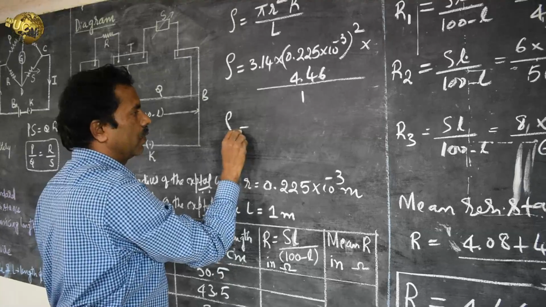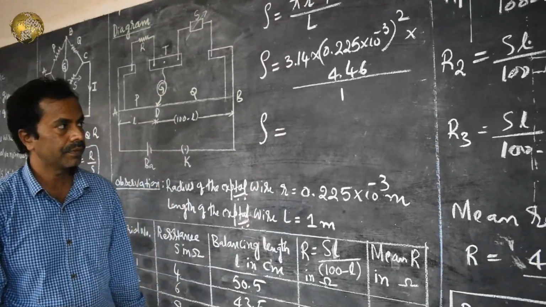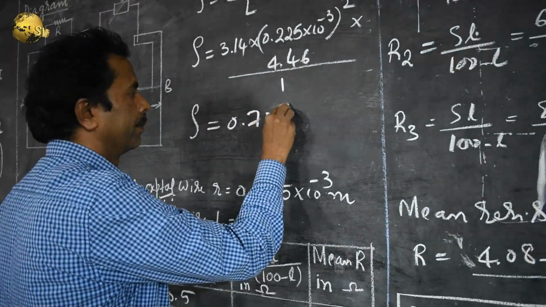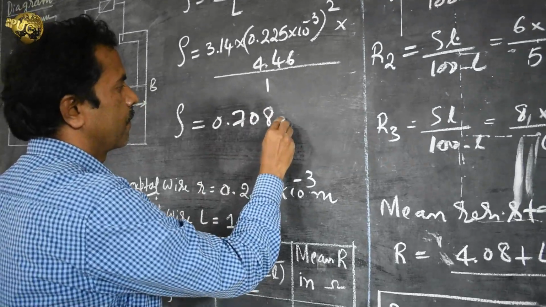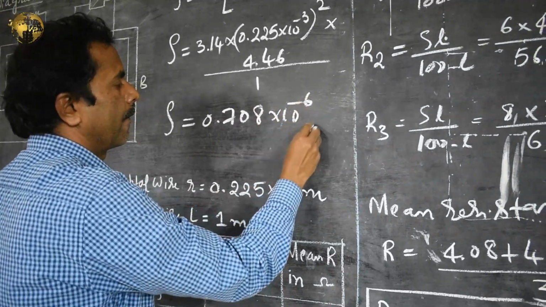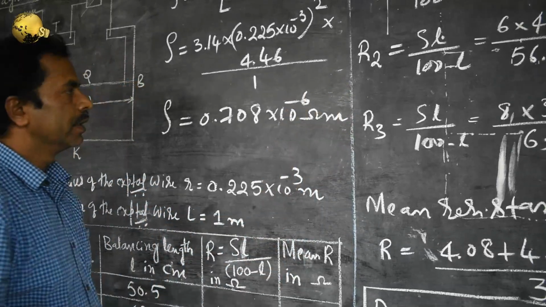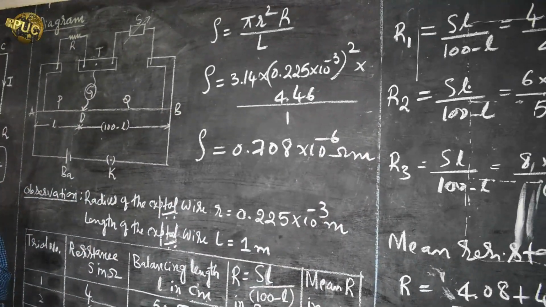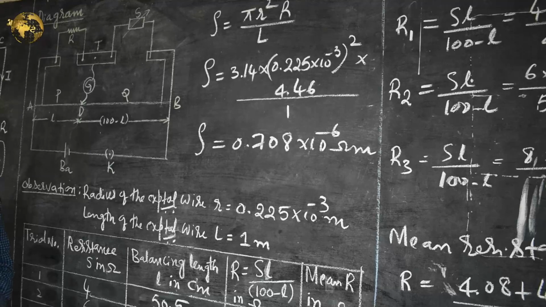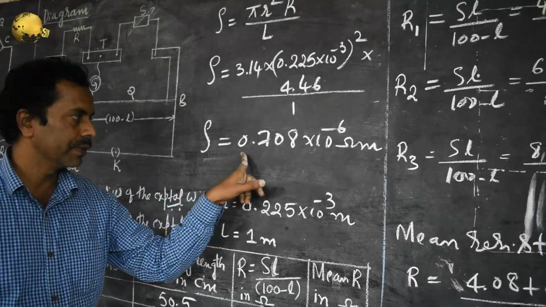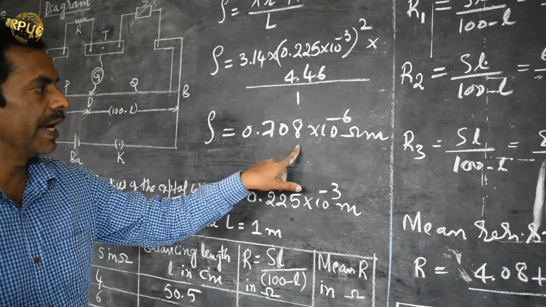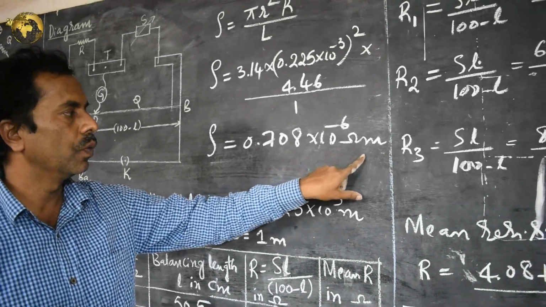Resistivity of the experimental wire is, so this is the required value of the resistivity of the experimental wire. Rho is equals to 0.708 into 10 to the power minus 6 ohm meter.